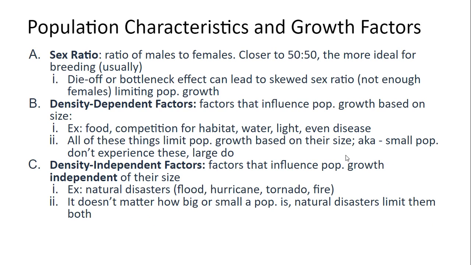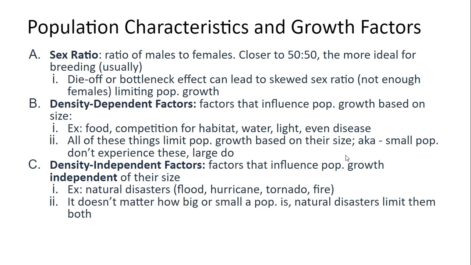Some other factors we need to take into account is the sex ratio amongst the organisms in that population. And this means the ratio of males to females. And the closer to that 50-50 ratio, the more ideal breeding will be. When that ratio is off, as a result of die-off or maybe even a bottleneck effect, this can lead to a skewed sex ratio. Maybe there's not enough females to mate with the number of males, and this is going to limit the population growth.